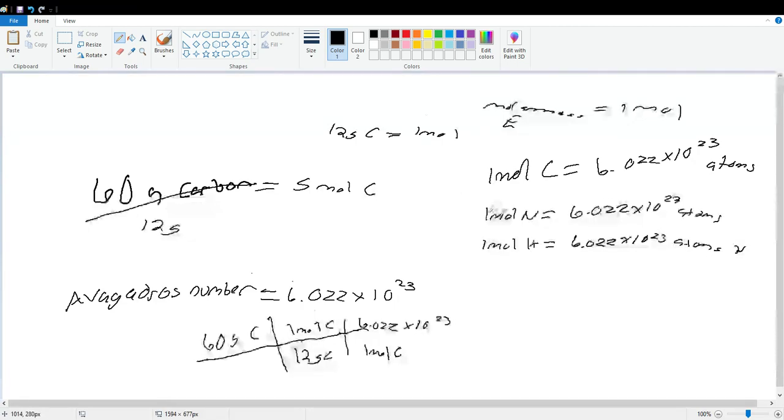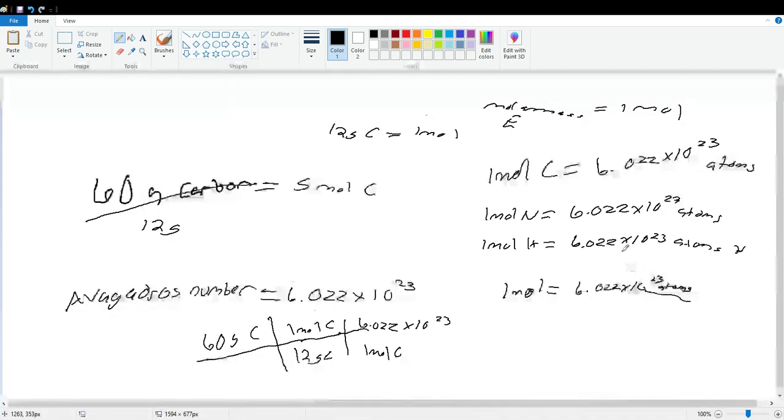So that's another point that needs to be made. When you have 1 mole of any element, it'll equal 6.022 times 10 to the 23rd atoms. When you have this number, you'll have atoms. So when you have 1 mole of any element, you'll have 6.022 times 10 to the 23rd atoms.